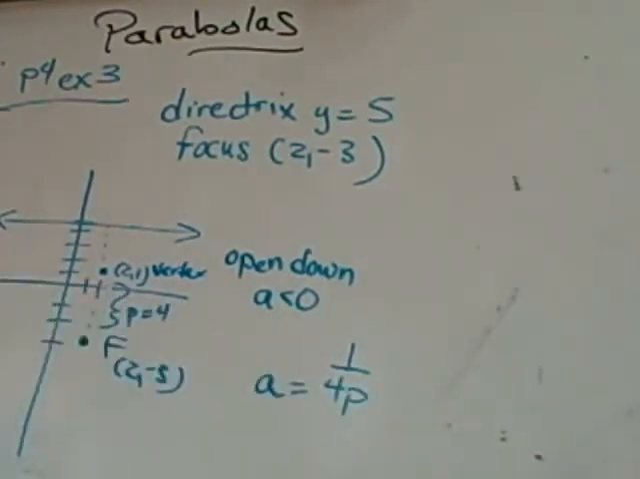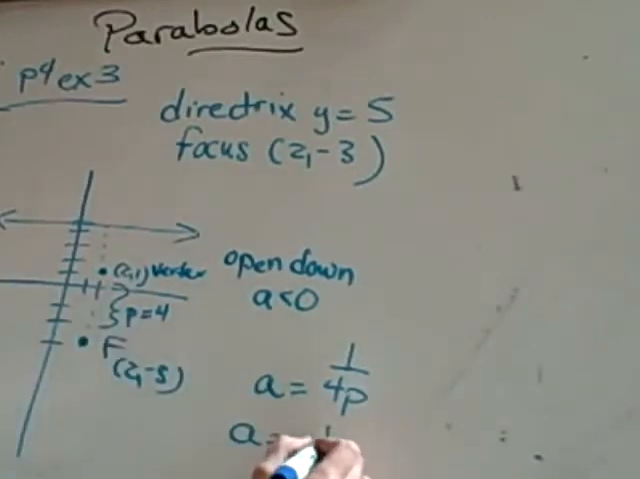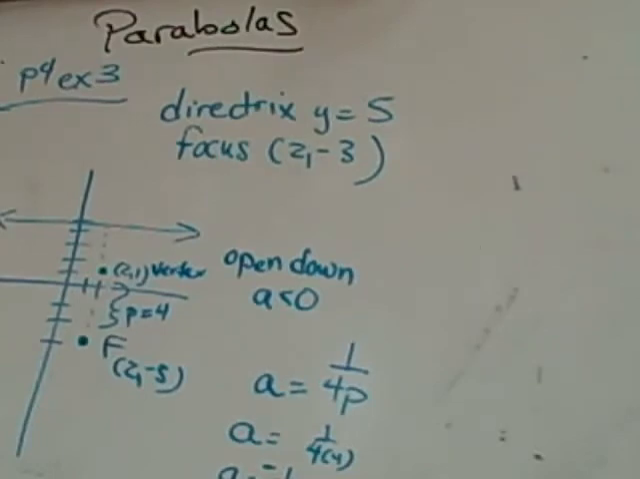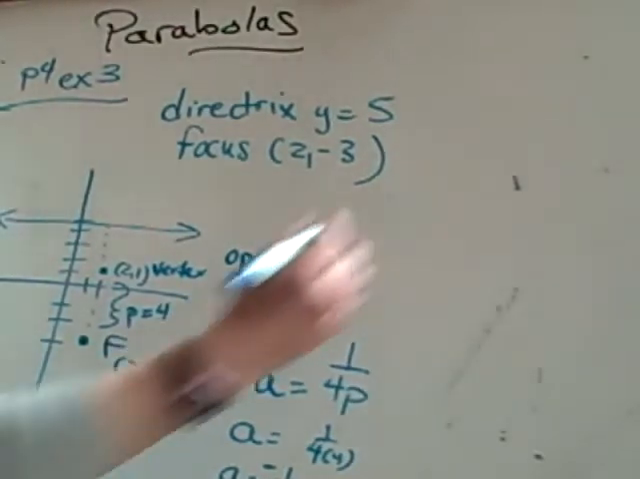So A equals 1 over 4p. So A equals 1 over 4 times 4, so 1/16. But I know since it opens down, what do I know? It's negative. Now, do we have enough information? I think we have enough information to write our equation.